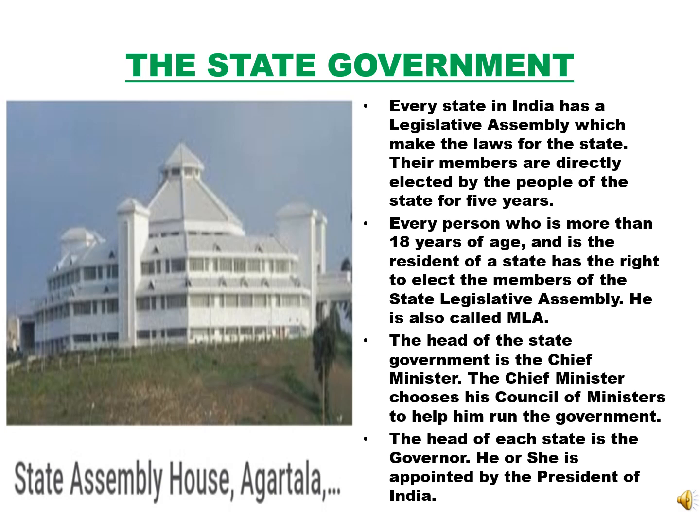The state government. Every state in India has a legislative assembly which makes the laws for the state. Their members are directly elected by the people of the state for 5 years. Every person who is more than 18 years of age and is a resident of a state has the right to elect the members of the state legislative assembly. He is also called MLA.